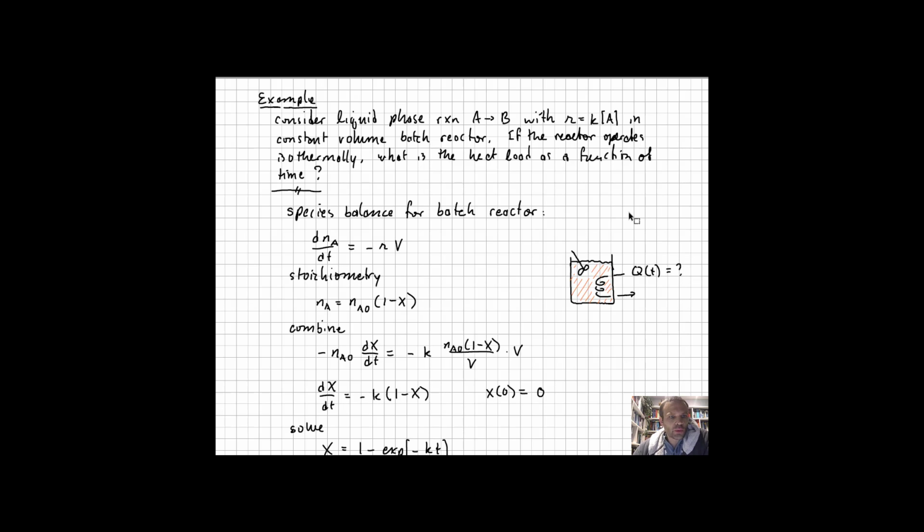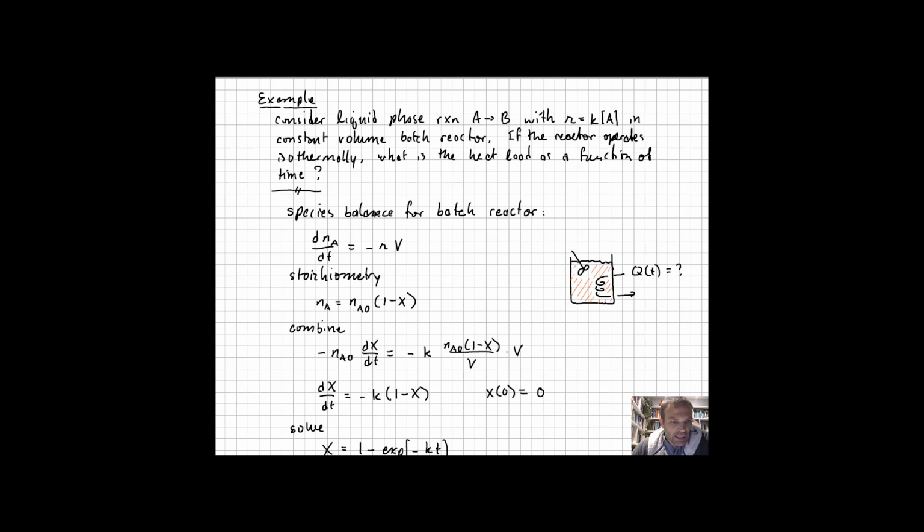Okay, in this video we're going to walk through a couple of examples in non-isothermal batch reactors. First we're going to consider a liquid phase reaction, A goes to B, where we have a rate law r equals kC_A in a constant volume batch reactor. The reactor is going to operate isothermally, but we still have to calculate the heat load as a function of time that's required to maintain isothermal conditions.